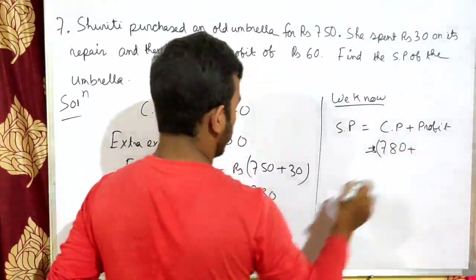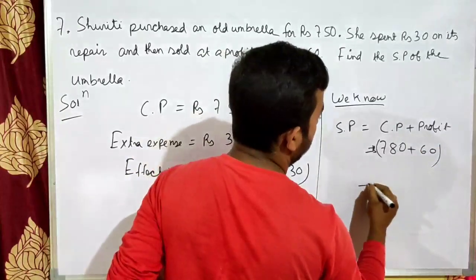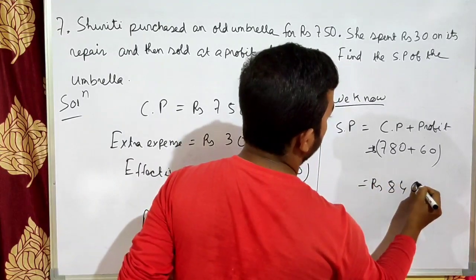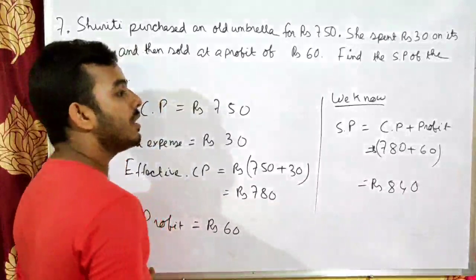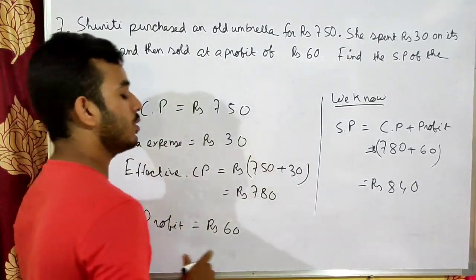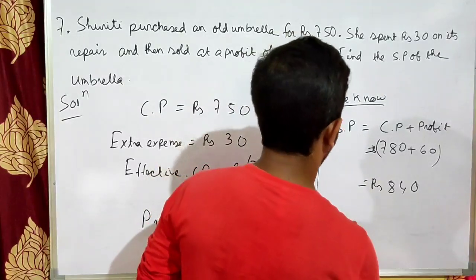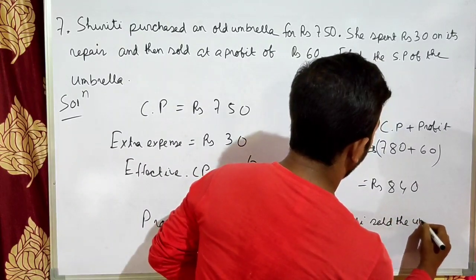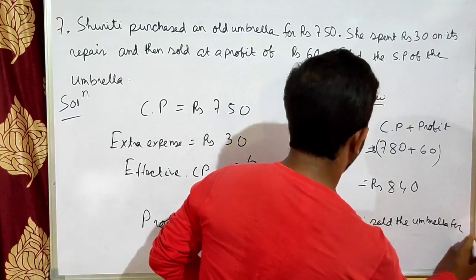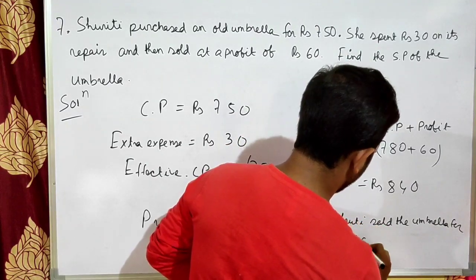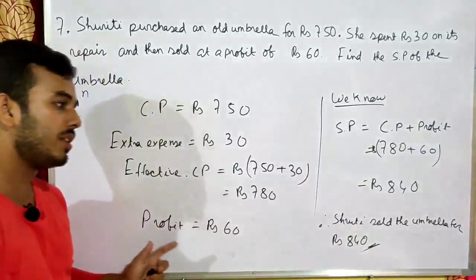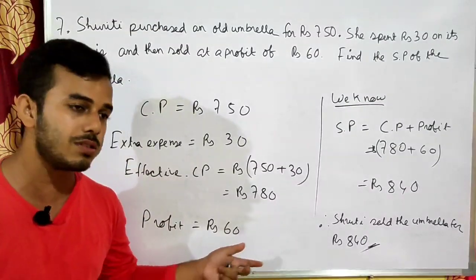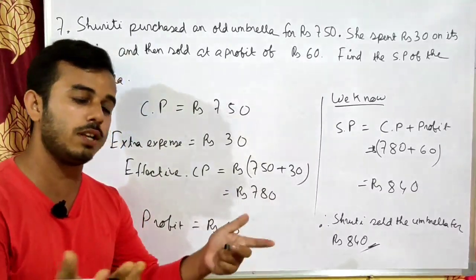Then plus profit is how much? 60, isn't it? So if we add them, it will be how much? 0, 8 plus 6 is 14, 1, 8, rupees 840. Rupees 840 is the selling price of the umbrella. After this clear? So we'll write, therefore, Shruti sold the umbrella for rupees 840. So this is the easiest question. I am telling you, this is the easiest question of this exercise, and I hope you have understood it. And it was an interesting question, because this is a girl and everyone wants girls to make a profit.